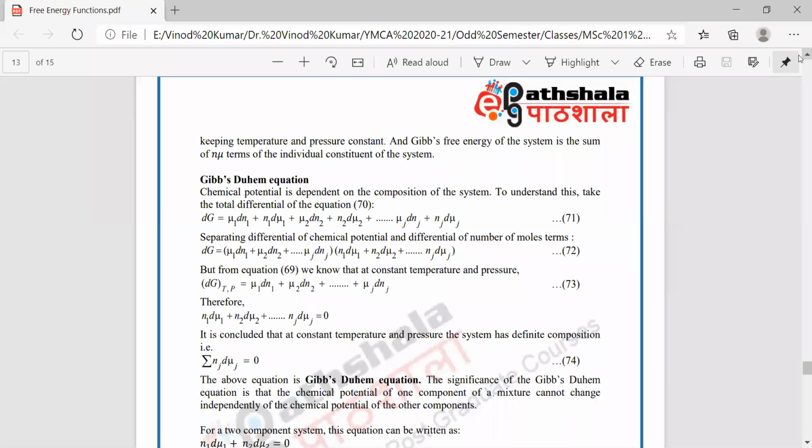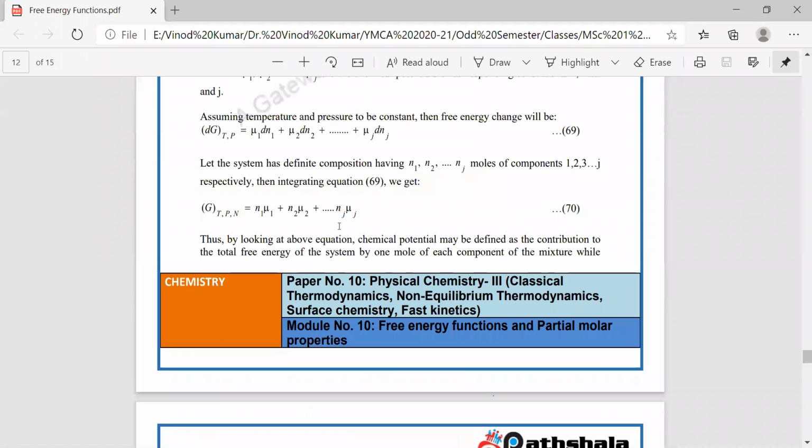We have discussed that the chemical potential is dependent on the composition of the system, because in equation number 70 we have G = n1 mu1 + n2 mu2 + n3 mu3, like that. And if a small change dG in this Gibbs free energy is concerned, correct? Because equation number 70 is clear. G is equal to n1 mu1 + n2 mu2 + nj mu j. So all these terms consist of a product of two terms: one is the number of moles, the other is the chemical potential.